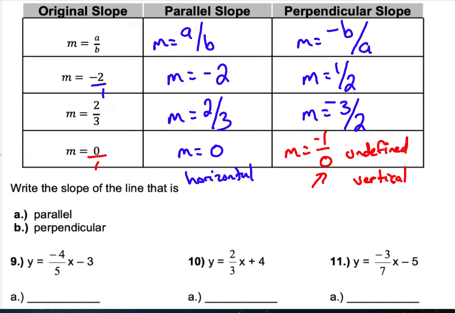So the trick is, I know my slope was 0. My perpendicular is not also going to be 0 because that would be the exact same line. It's got to be heading in the opposite direction, so the 0 is going to be in the denominator, which makes it an undefined slope.